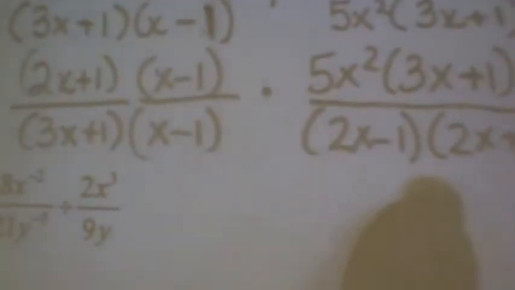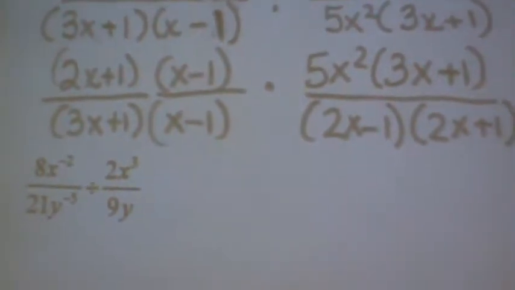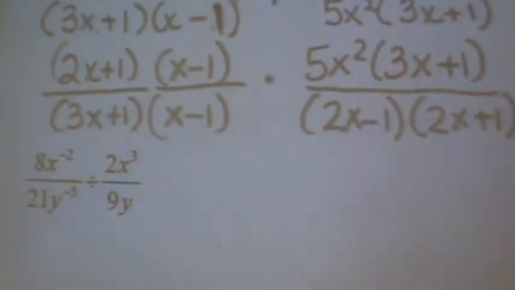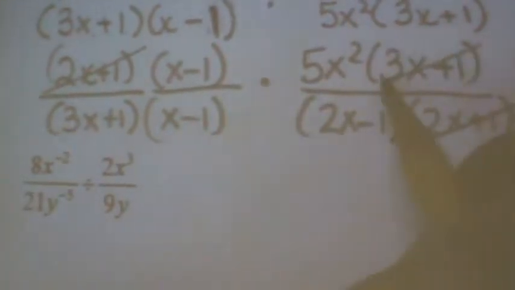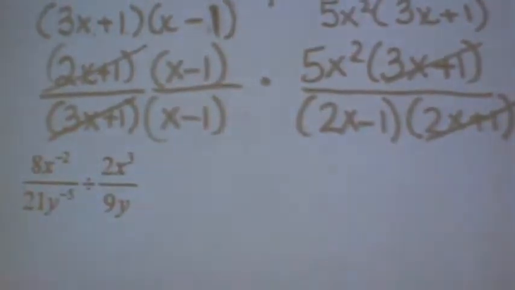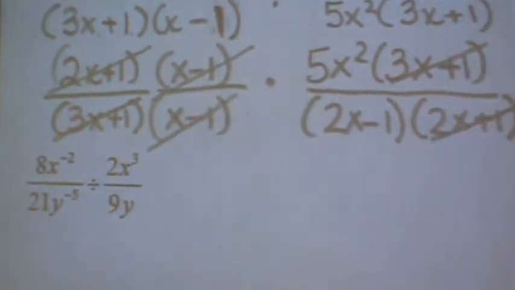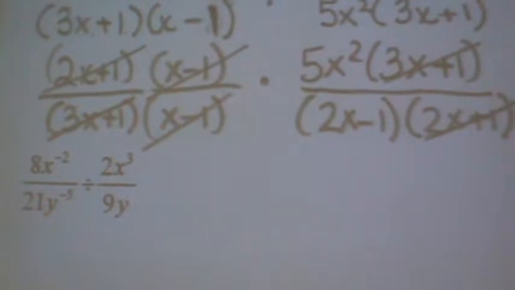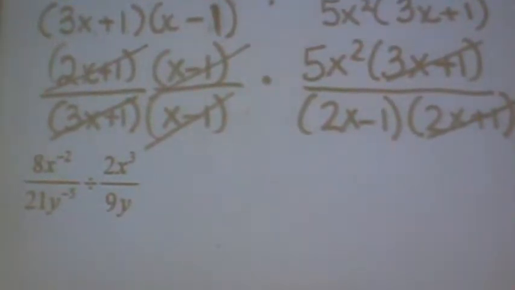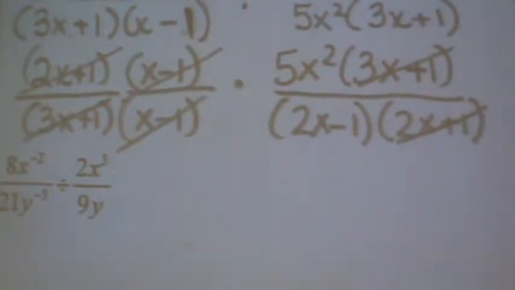Okay, now the fun. What do we cancel? 2x plus 1. What else? 3x plus 1. What else? And then the x minus 1. What else? Anything else? Are you sure? I mean, I hope so. Could you cross out, I'm pretty sure.